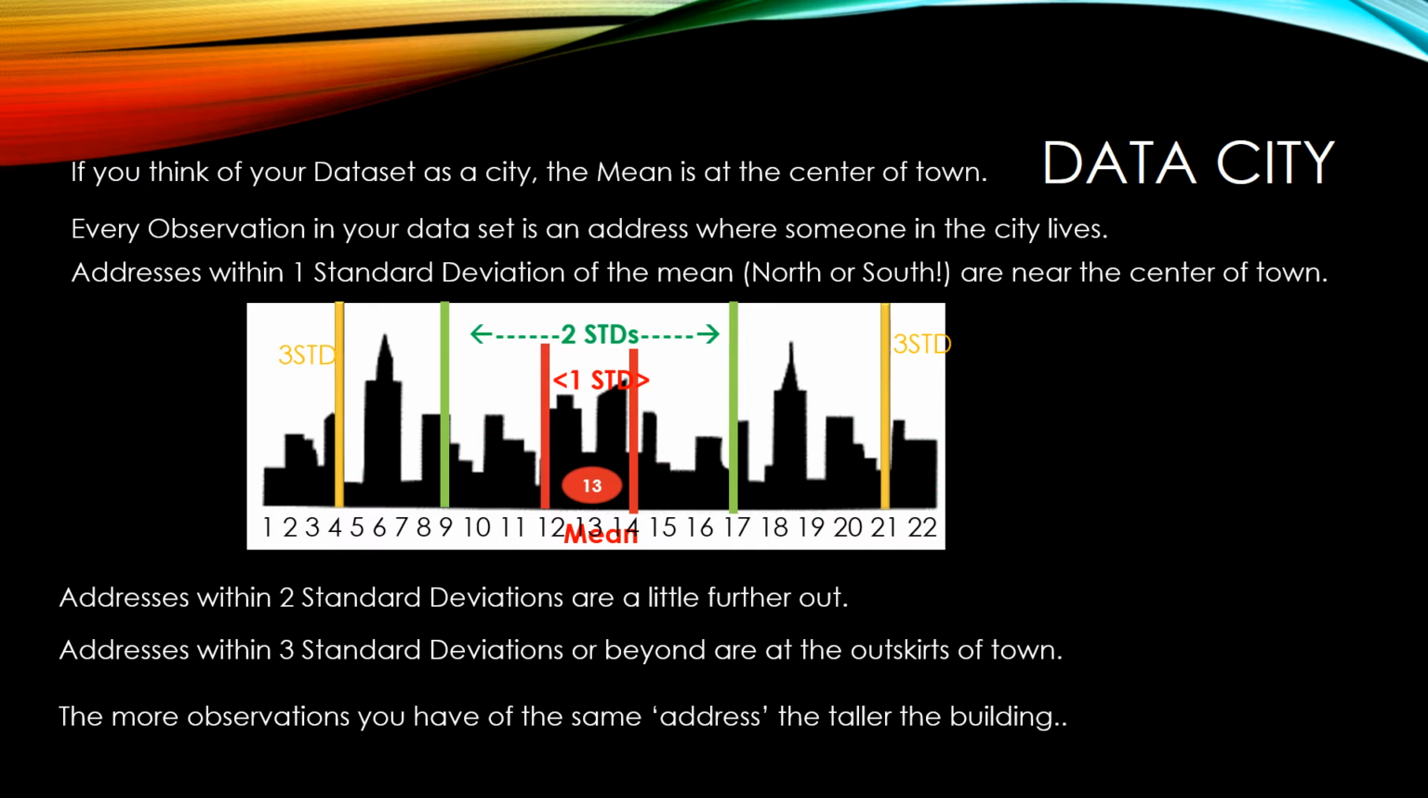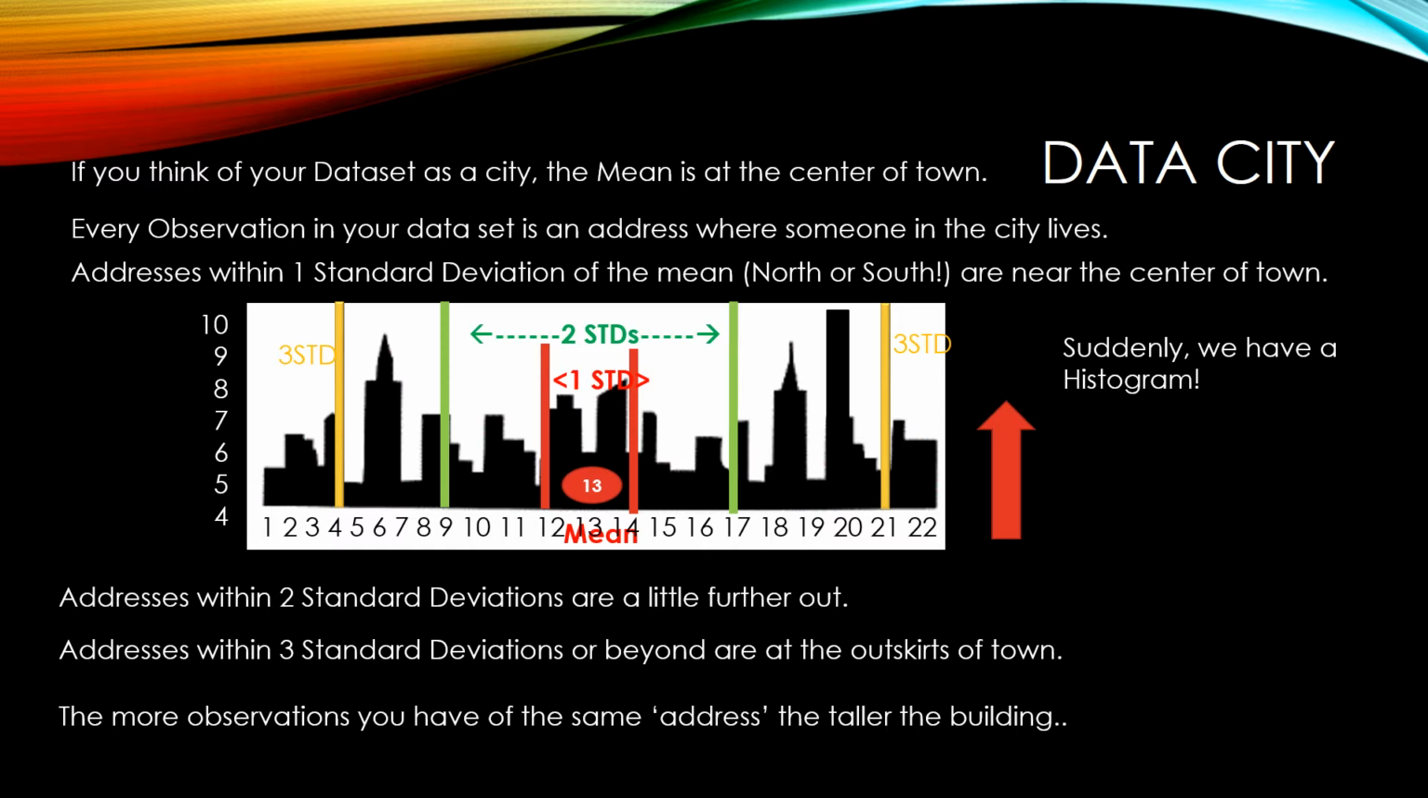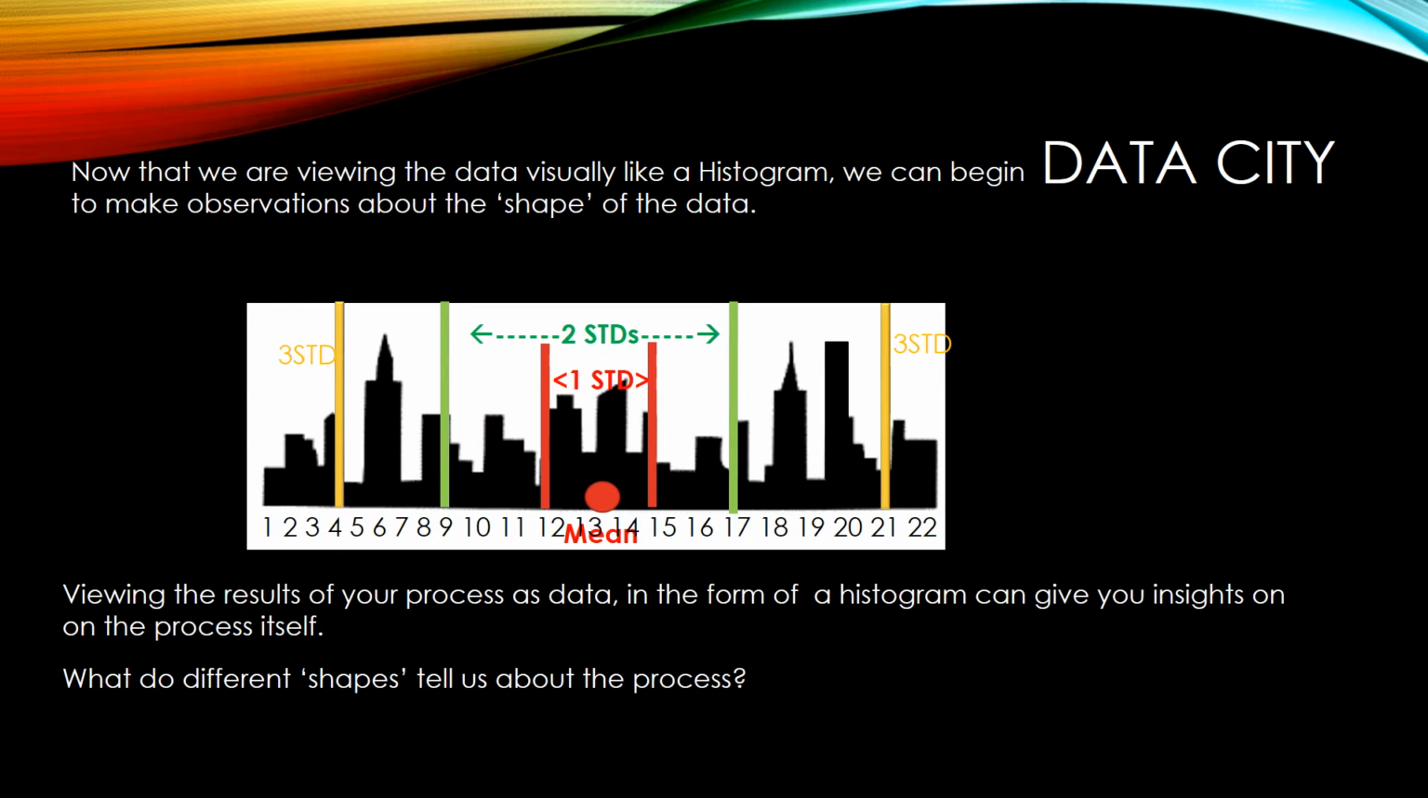So the more observations that you have at the same quote-unquote address, the taller that building becomes. So if I add a bunch of number 20s, that line's going to go up, that building's going to go up. And suddenly we realize that we're looking at a histogram, and we're using standard deviation to measure how far above or below the mean each of these observations is. So now that we're viewing the data visually like a histogram, we can begin to make observations about the shape of the data. And when you view the results of the process in the form of a histogram, it can give you insight into the process itself.